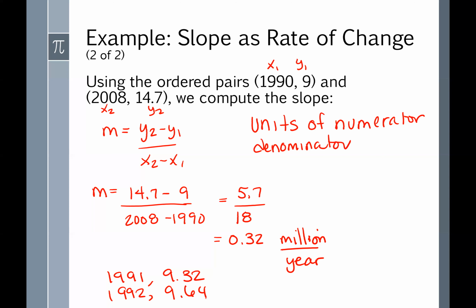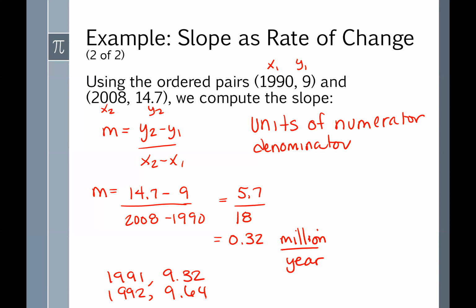And why do I say increases? Because the slope is positive. And we saw from our data points, we went from 9 million to 14.7 million. So the number of adult men living alone is increasing over time. So the slope is positive, which is what we see. So every year, there are 0.32 million more men living alone than the previous year.